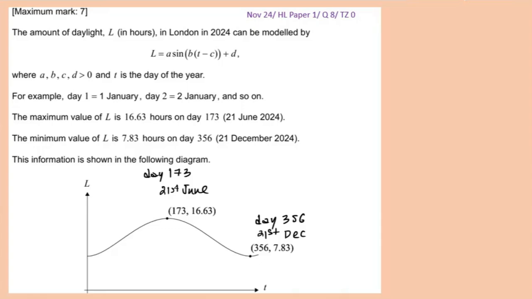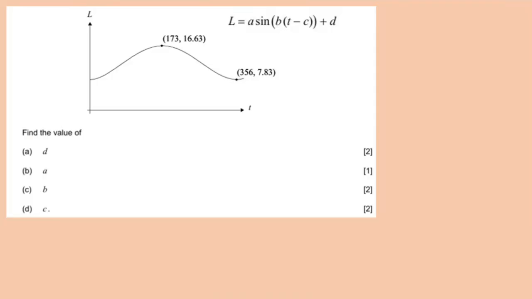Let's move on to the parts. So let's solve the parts. Find the value of part A, D. So I need to find the value of D. Let's quickly use the same idea as earlier. Take the maximum value, add the minimum value, and half it, right? So let's go find that out.